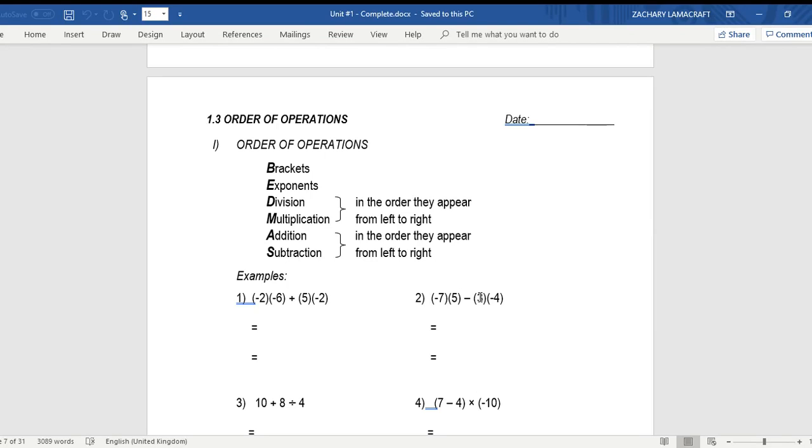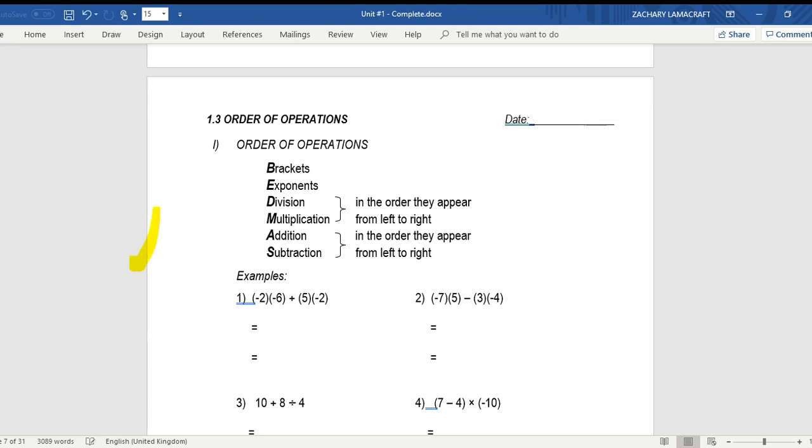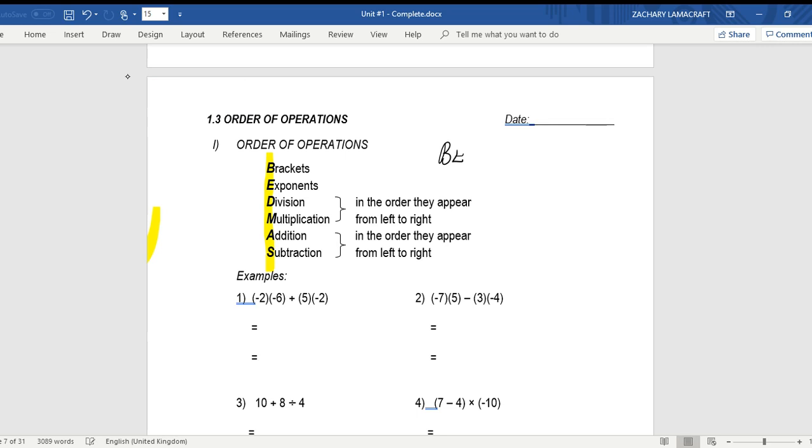Okay, guys, so we're going to be working on 1.3 order of operations, okay? Order of operations is something we've dealt with before, but we're going to go into one of our favorite terms in math, and that is BEDMAS, okay? BEDMAS standing for brackets, exponents, division, multiplication, addition, and subtraction.